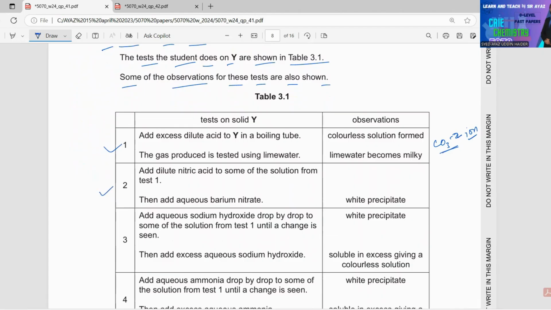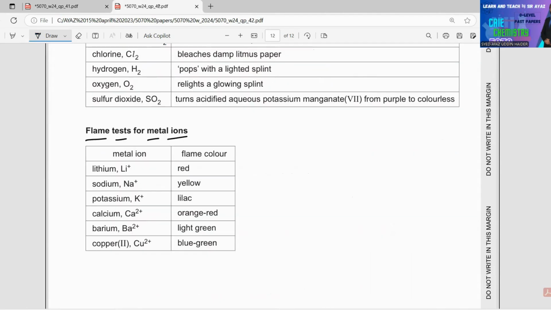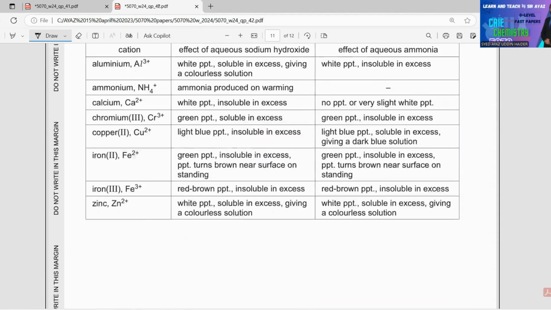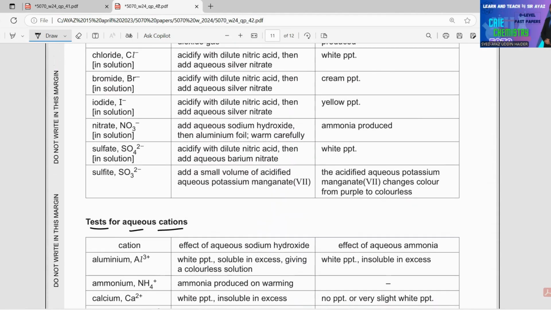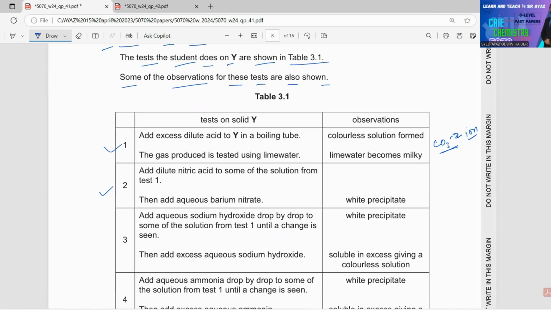Number 2, add dilute nitric acid to some of the solution from test 1, then add aqueous barium nitrate, getting a white precipitate. So if you look at that list, barium nitrate is used to test the presence of the sulfate ion. So it must be the presence of sulfate ion here.